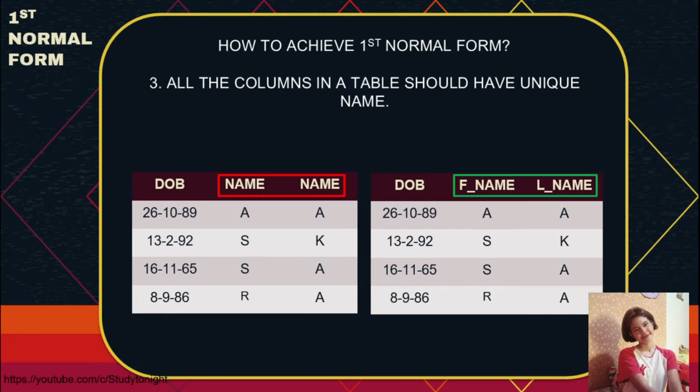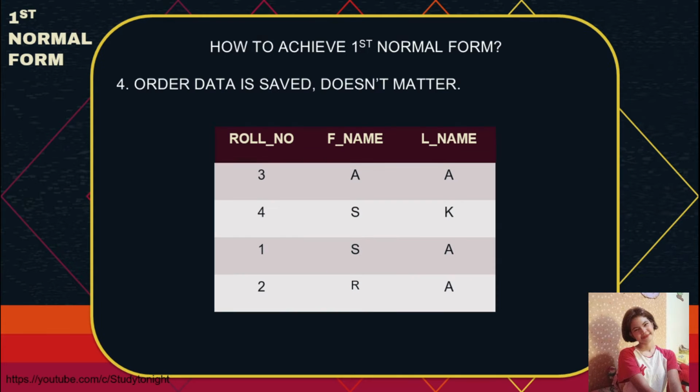Third rule, all the columns in a table should have a unique name. This is done to prevent misunderstandings when extracting data or running other operations on stored data. If one or more columns have the same name, the DBMS would be confused. Fourth rule, or the last, the order in which data is saved doesn't matter. This rule states that the order in which you store the data in your table doesn't matter. Even if all the rules are self-explanatory, we still have an example, and Miss Jessica will show it to us.